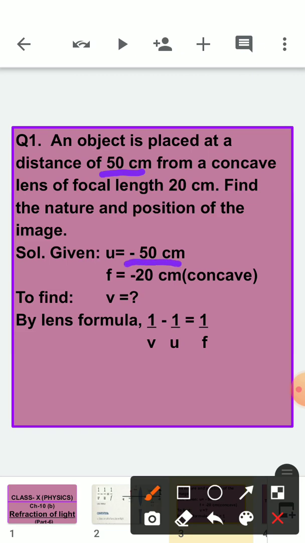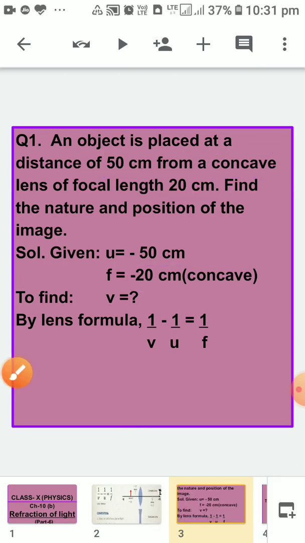Now the focal length is given as 20 centimeters. Children, first see which type of lens it is. It is a concave lens, and a concave lens has a negative focal length, so this will be minus 20 centimeters. Now you want to find the nature and position, for which you have to find the value of v. To solve this numerical, we use the lens formula: 1 by v minus 1 by u is equal to 1 by f.